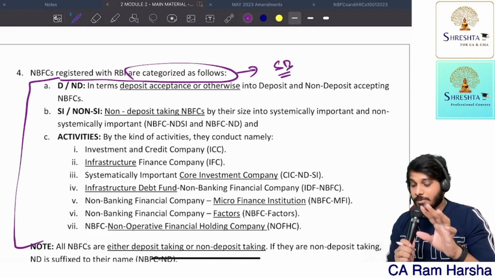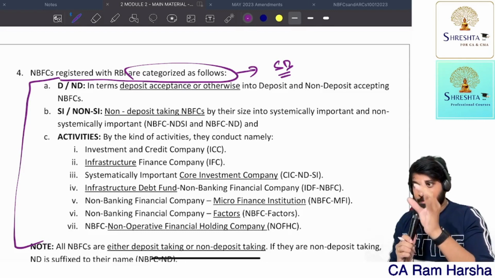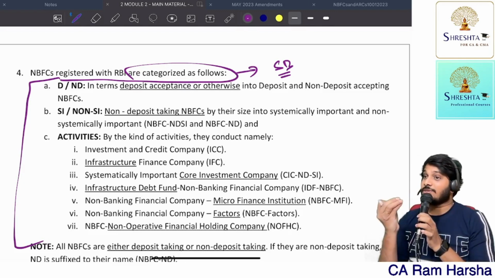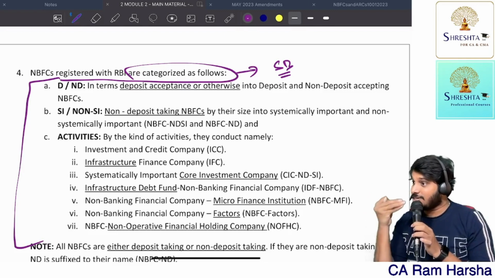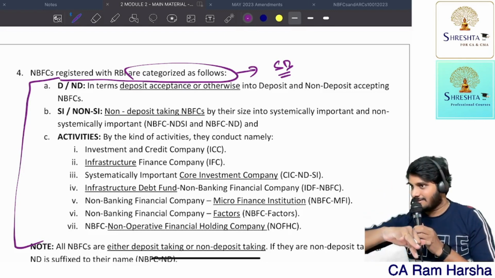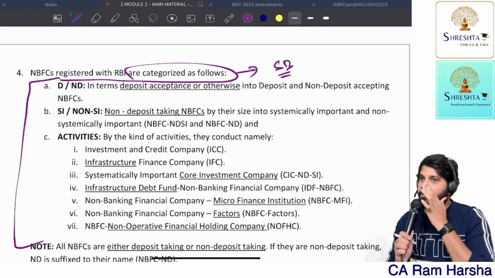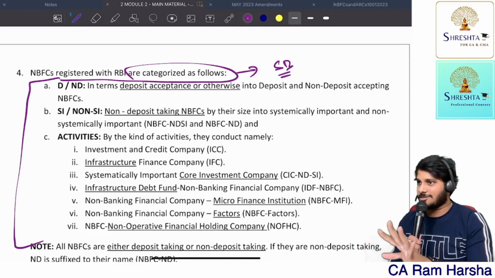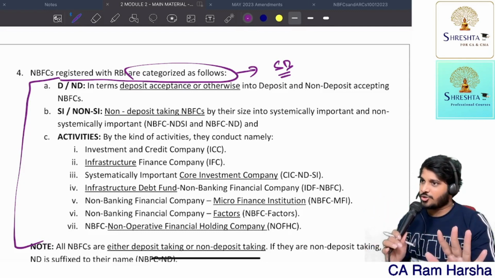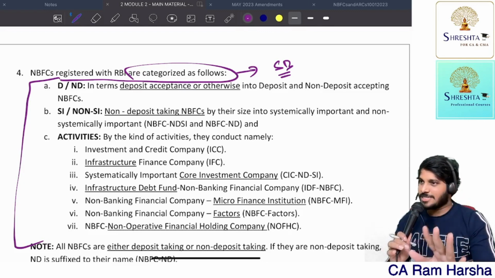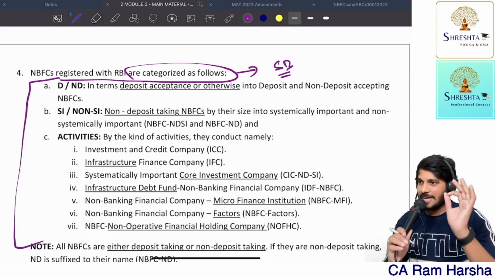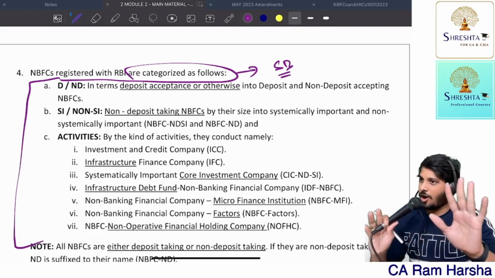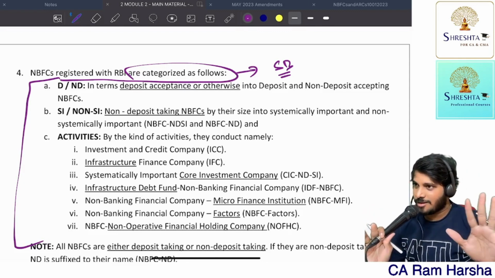See, understand, deposit taking, non-deposit taking, systematically important, non-systematically important is not replaced. It is there. In addition to that, scale-based classification is additionally given. It is not replacing that. Directions are all the same. The RBI has not given separate base layer directions, middle layer directions, or upper layer directions. Non-deposit taking, non-systematically important, 2016 directions. Deposit taking, non-deposit taking, systematically important directions, 2016. Acceptance of public deposit directions 2016, audit report directions, core investment company Reserve Bank directions 2016, all are exactly there even today. Able to understand?